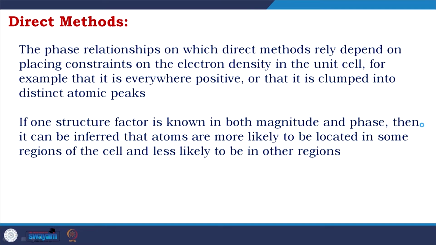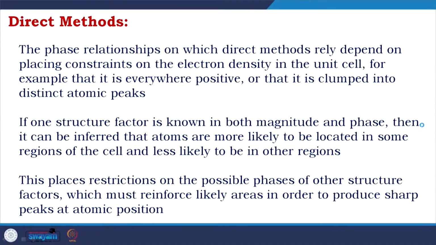If one structure factor is known in both magnitude and phase, then it can be inferred that atoms are more likely to be located in some regions of the cell and less likely to be in other regions. That is what I was talking about, the small molecules where the information is simpler and more regular, more definitive. These places restrictions on the possible phases of other structure factors, which must reinforce likely areas in order to produce sharp peaks at the atomic positions.